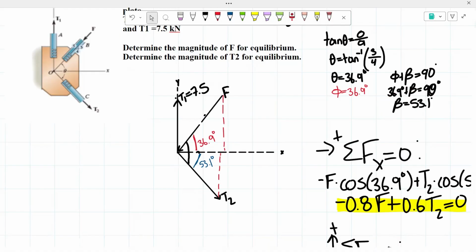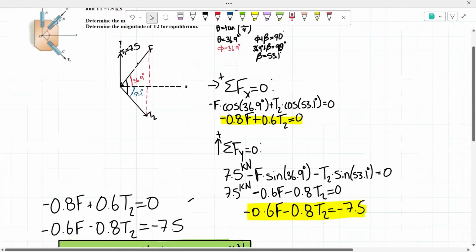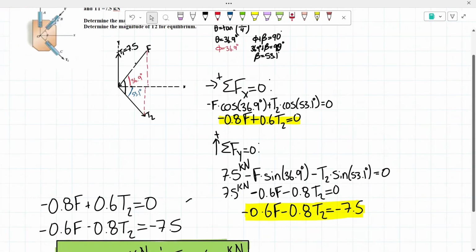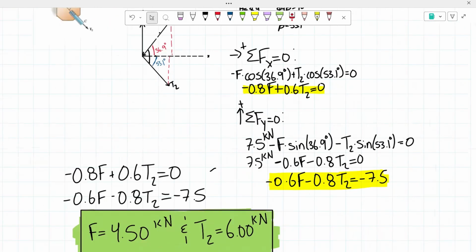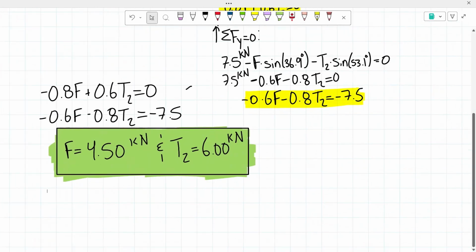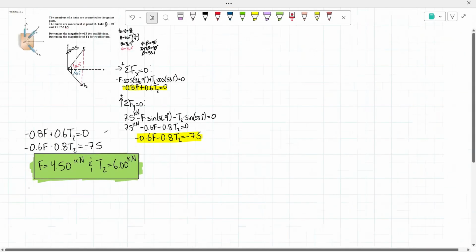And then after finding those two angles, from there we just used the equilibrium equations, because remember it says to determine the magnitudes of F and T sub 2 for equilibrium. From there we simplified both of the equations as much as we could. Then we solved those equations by using a calculator, and just like that we were able to determine the magnitude of F and T sub 2.